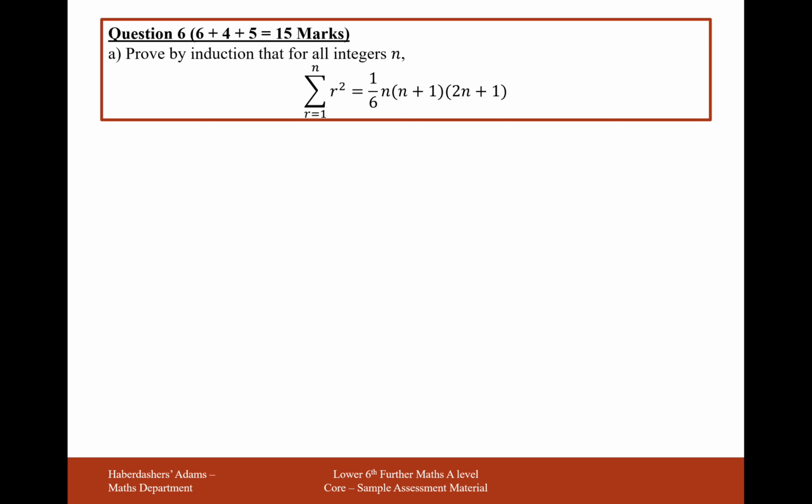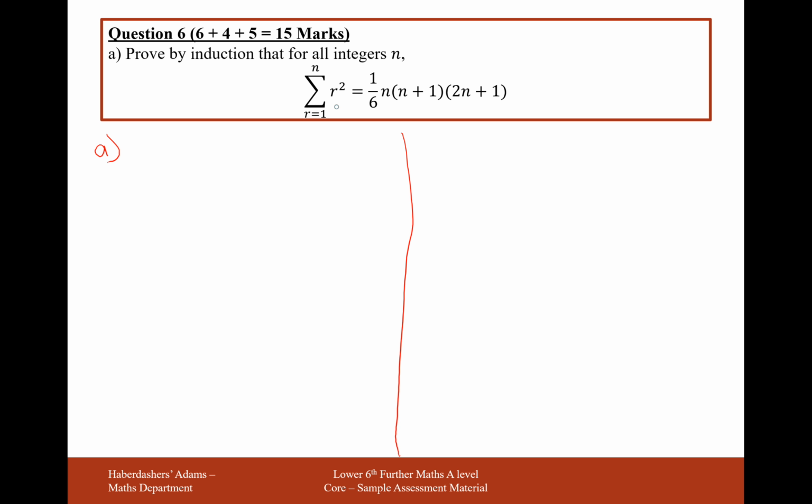This is the core part of the sample assessment material, and here's question 6. We're working on a series question, but this first part is a proof by induction question. And this is a textbook proof by induction question here. The sum of r squared is equal to 1 over 6 n plus 1, n and 2n plus 1.